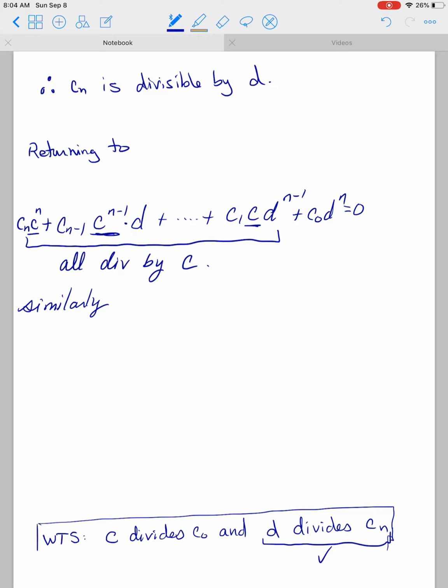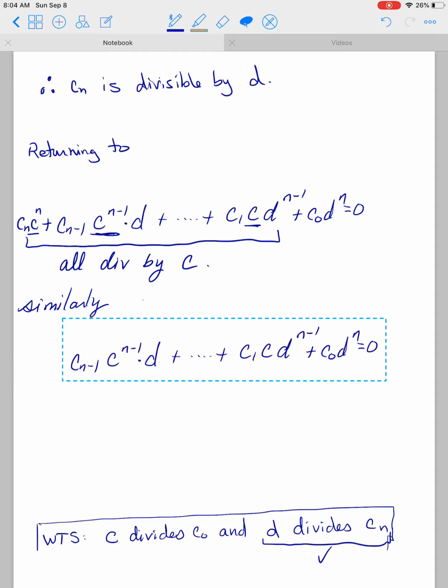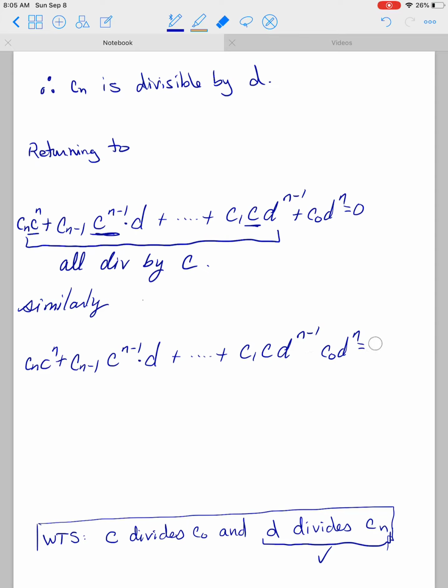And so similarly, we are going to be able to conclude that if we were to rewrite that the same way, cn c to the n plus blah, blah, blah, now it's going to equal minus c0 d to the n. Similarly, we're going to be able to look at that, and we're going to conclude since the letter c divides everything on the left, it's going to have to divide this coefficient c0. So therefore, c0 is divisible by c. And we look down. Luckily, we wrote down what we wanted to show at the beginning of our proof. And we're done.